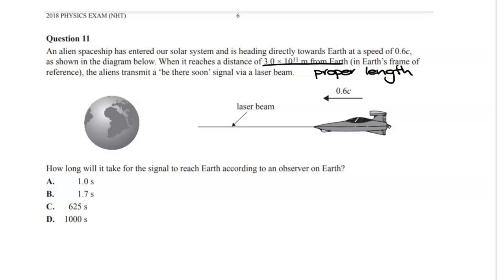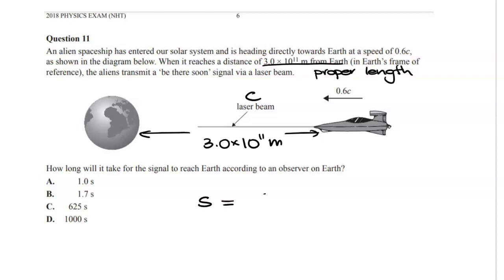I would argue this one's actually a little easier than some of the things we've done before. So 3.0 by 10 to the 11 meters from the Earth's frame of reference, this distance here. The speed of that laser beam has got to be c. Laser beam is a form of electromagnetic radiation, it's just light, and light always travels at the speed of light regardless of the frame of reference of the observer. So we've got a distance from the Earth's frame of reference, we've got a speed of that light from the Earth's frame of reference, so that's going to help us figure out a time.